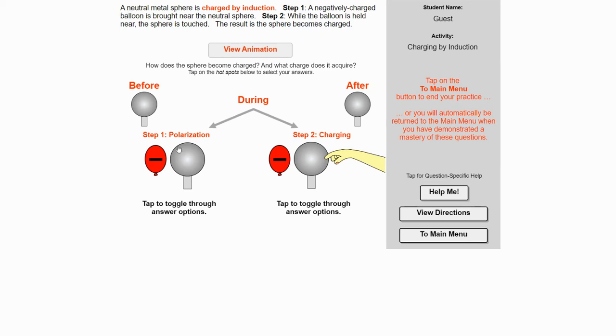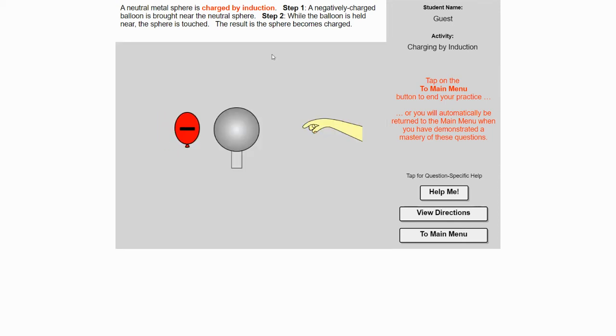So you have a neutral metal sphere. A negatively charged balloon is brought near it. While the balloon is held near it, this sphere is touched. And then they want to know what is going to be the charge on the sphere after that. So if you look, you can view animation. It's brought near, it doesn't touch. You touch this, you move away, the balloon moves away. What is the overall charge on this guy?